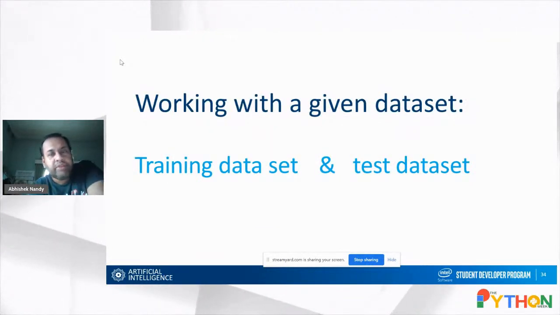But now we have a given data set. We cannot take the entire data set and work upon it. We have to distribute it among a training data set and a test data set.